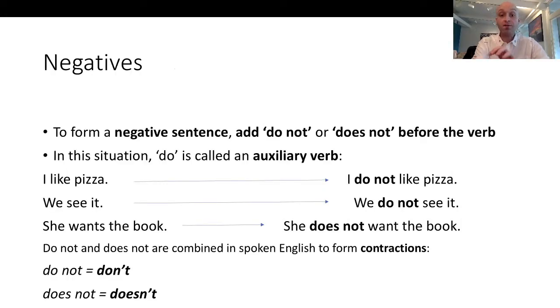Negativos. Para formar negativo, vai inserir do not ou does not antes do verbo. E nesse sentido, a gente chama do de auxiliary verb, tá? E é bom se acostumar com esses auxiliary verbs, porque são bem comuns em inglês, tá? Vamos olhar. I like pizza, I do not like pizza. We see it, we do not see it. She wants the book, she does not want the book.